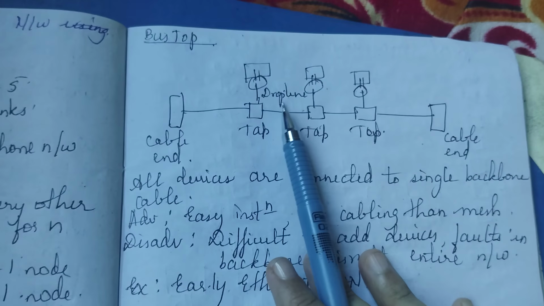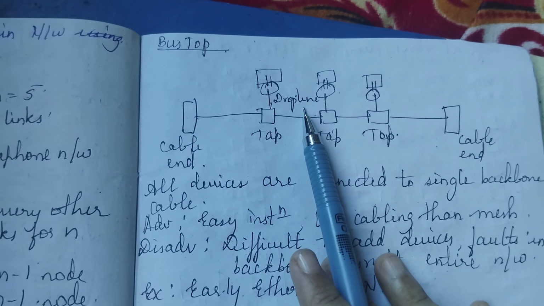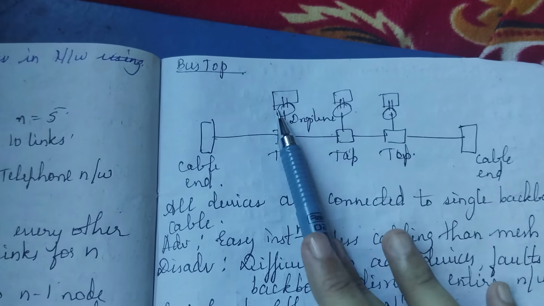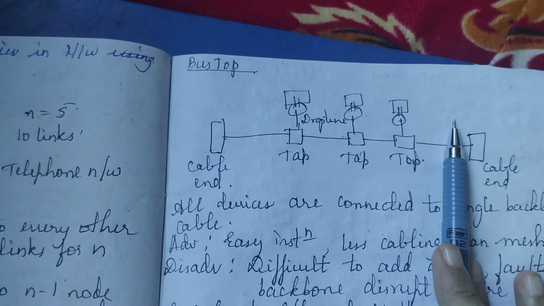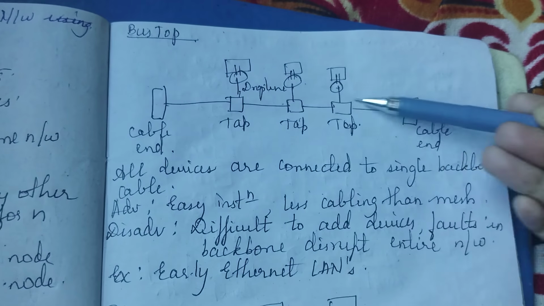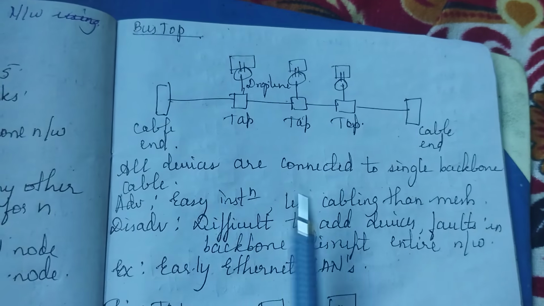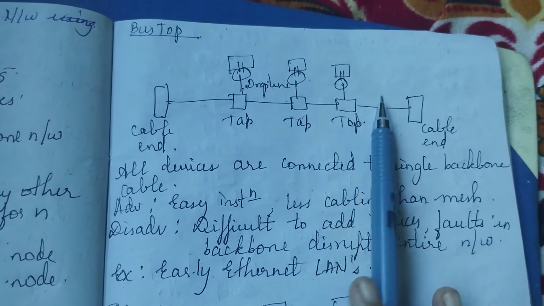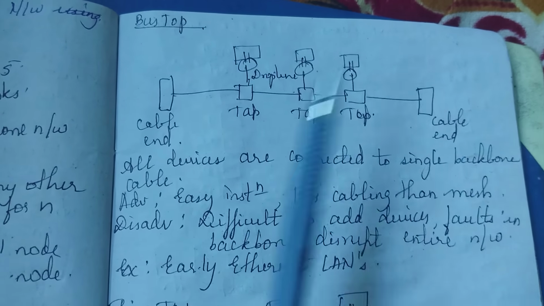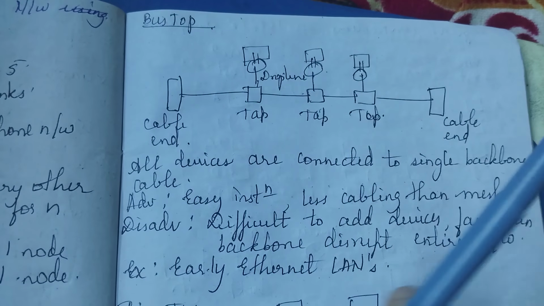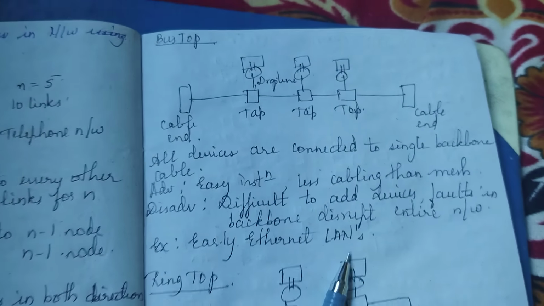Okay, then we have bus topology. In the case of bus topology, we have two cable ends, and these are the tap and this is the drop line. How this works is, all devices are connected to one single backbone cable. Okay, and the advantage is it is easy to install. You can see less cable, so no mesh. And the disadvantage is, if the backbone fails, then everything will fail. Example is early Ethernet LANs.